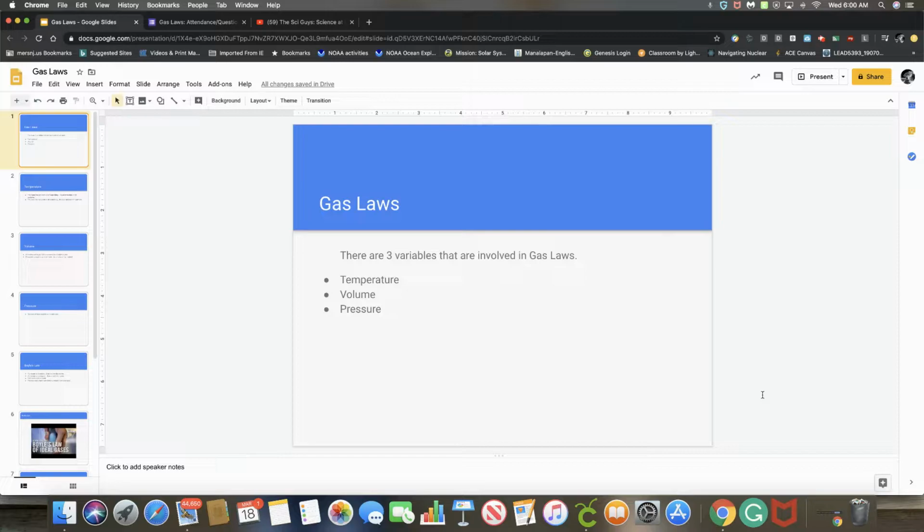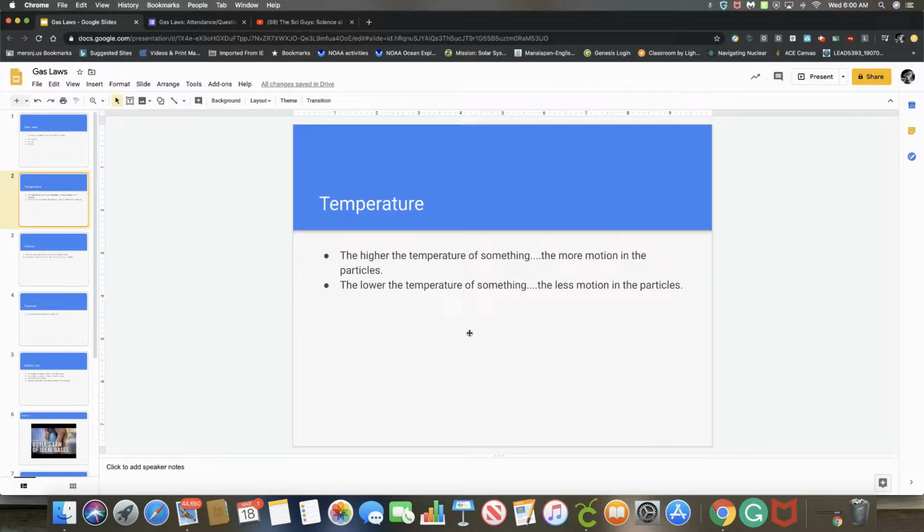Gas laws. You guys should know a little bit about this now that you've been working on your Gizmo a little bit. There are three variables that are involved with gas laws: temperature, volume, and pressure. Temperature, guys, the higher the temperature of something, the more motion that is in the particles. The lower temperature of something, the less motion that there is in the particles. You guys can think about this as solids, liquids, and gases in terms of water.